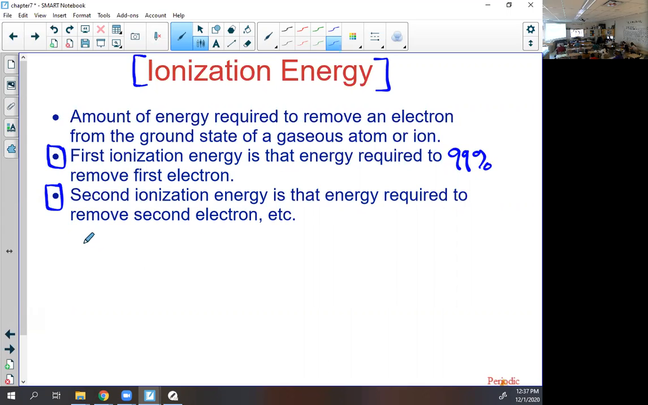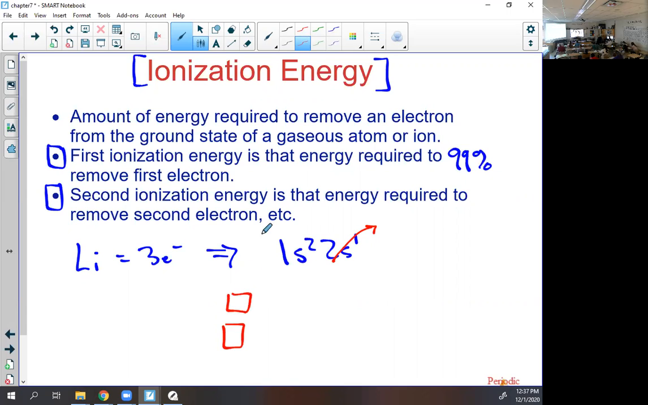So we'll use lithium again. Lithium has 3 electrons. Its configuration is 1s2, 2s1. So IE1, or the first ionization energy, would be the energy required to remove this. If I had my boxes, I'd have one here, and one there. So the ionization energy 1 would be the energy required to remove that. And it'd be like 300, I don't know. It's on a slide here in a minute.